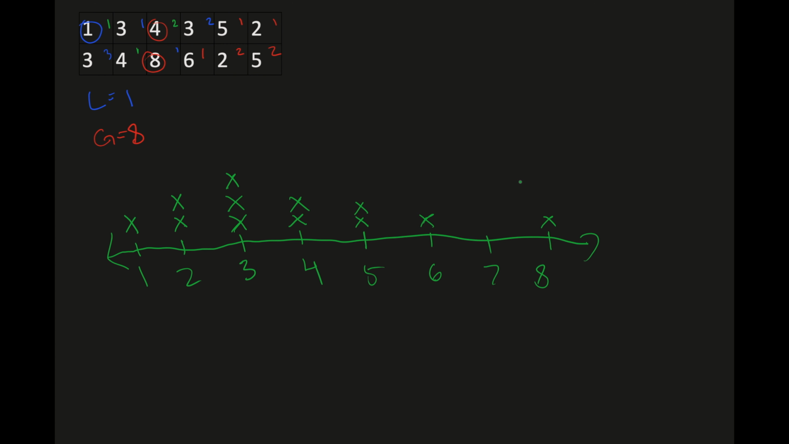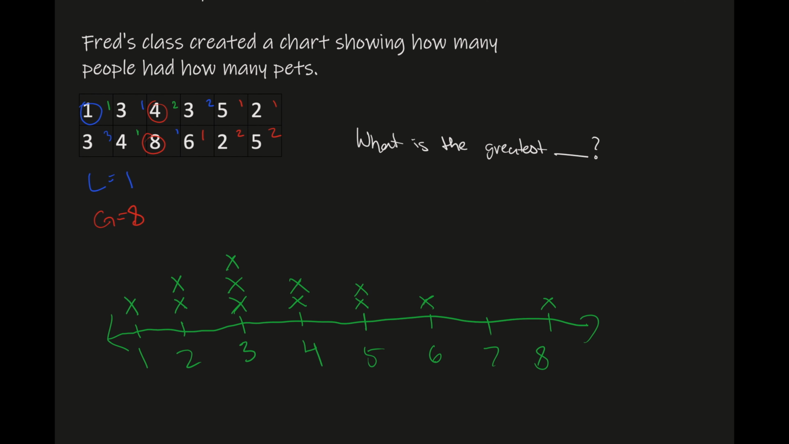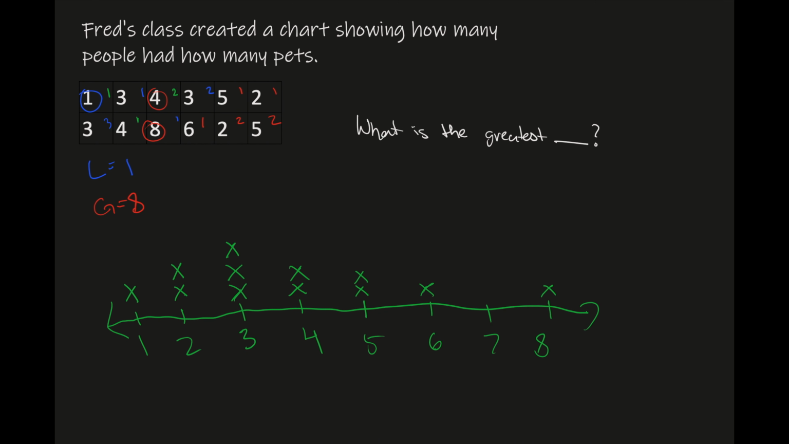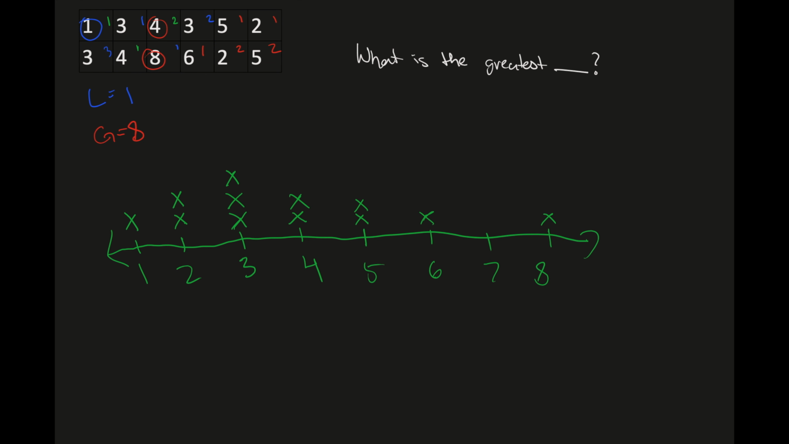So here are some questions that might be asked, right? What is the greatest? It could be greatest anything, right? It could be the greatest amount of people. But in this case, if you go up to our question, what is the greatest amount of people who had the most pets? But it's a little confusing, so I'm just gonna put what is the greatest blank, okay? Do you know what I mean?